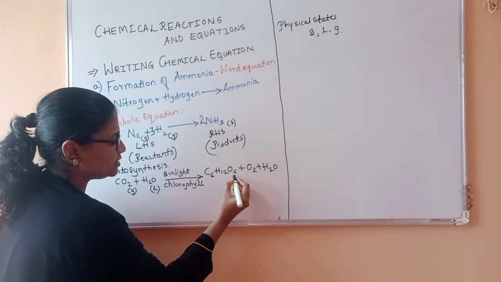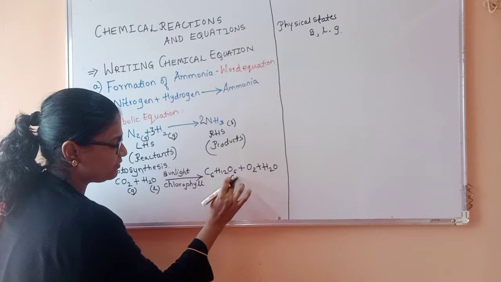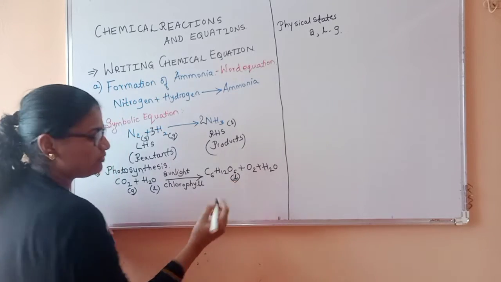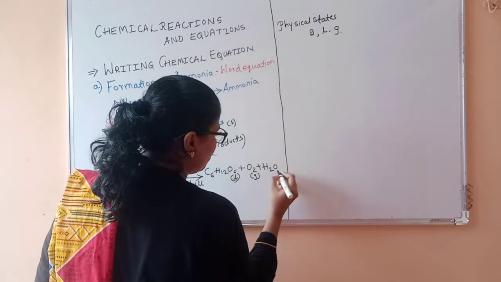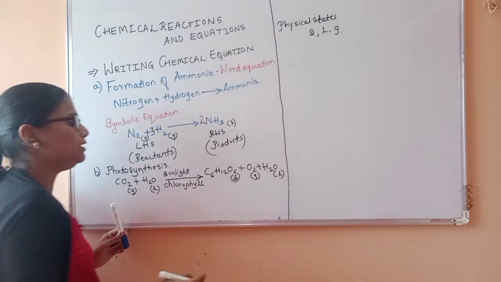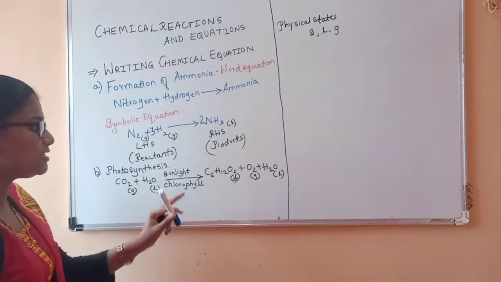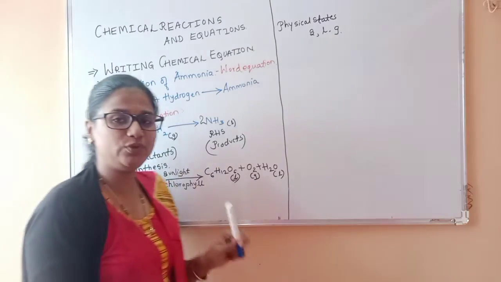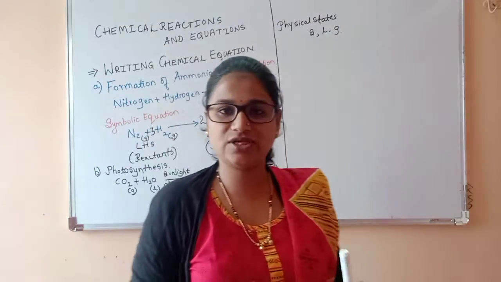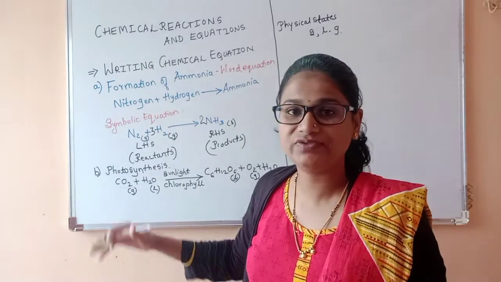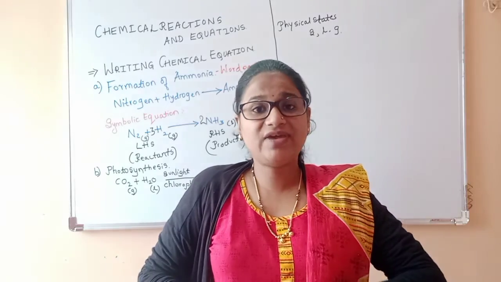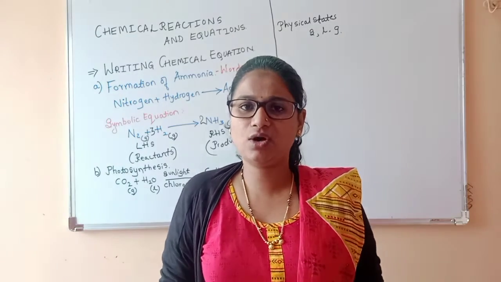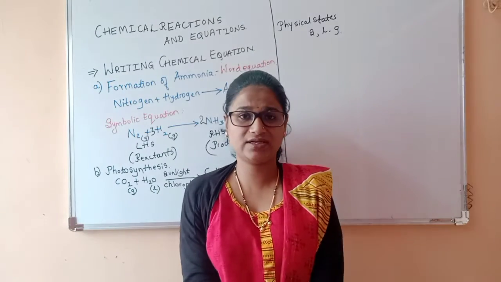This will usually be in a liquid form which will be dissolved in water, and this will be in a gaseous form. This is also in a liquid form. So like this, we have to be careful while writing the chemical equations, and we have to take care of these rules.